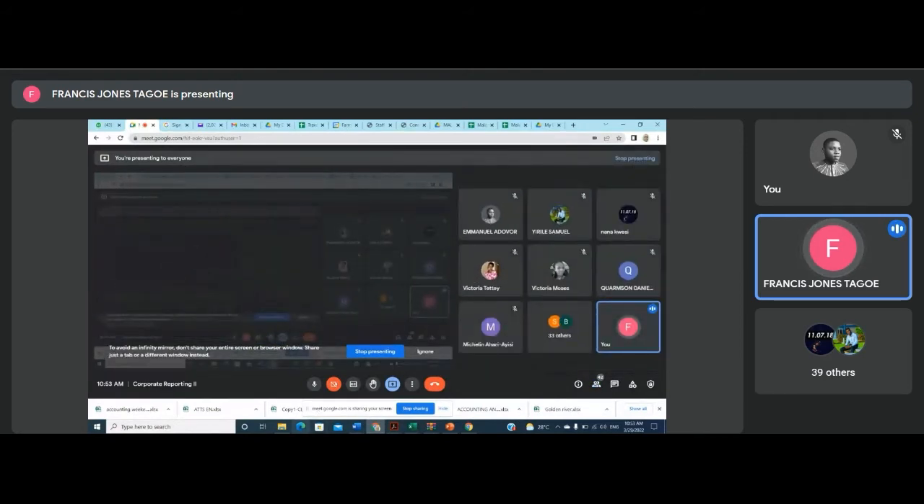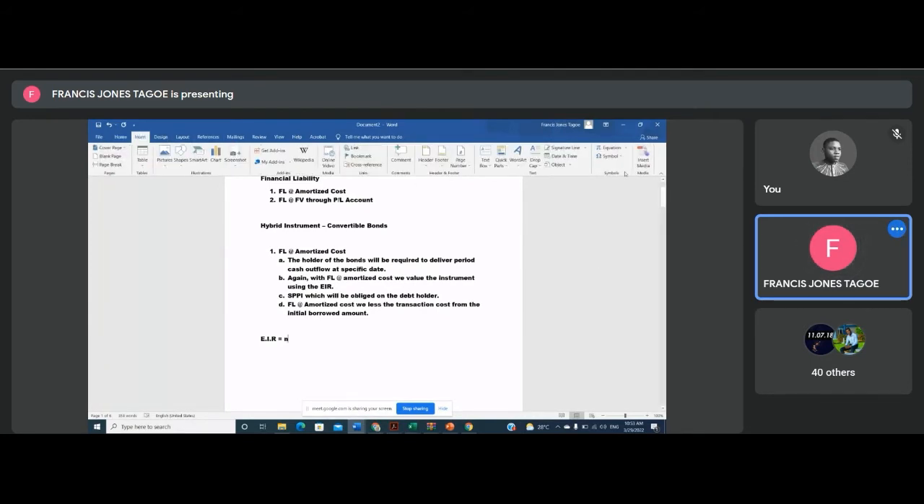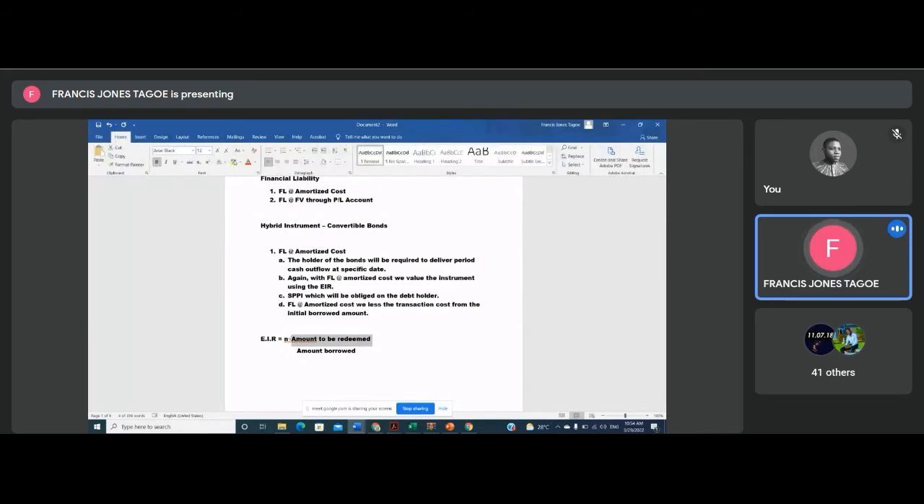Now, in this question, you will remember that when the effective interest rate is not given, you apply a formula, which is the nth root. This is not n times root, it's the nth root. The n must sit in the root of the amount to be redeemed over amount borrowed, depending on if it is a financial asset, amount invested. It's not a financial asset, it's a financial liability, so amount basically borrowed. All minus one, obviously.